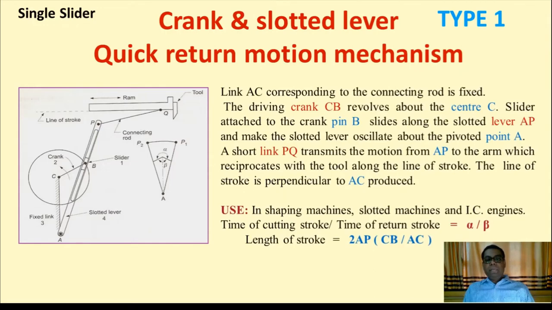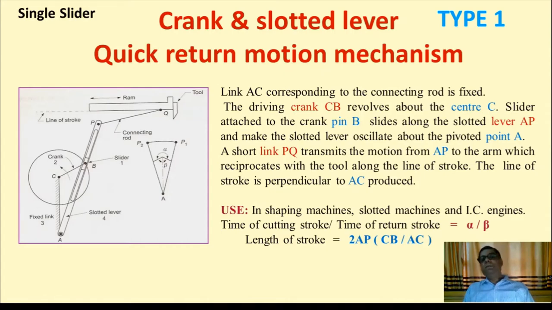Now the pin B slides along the slotted lever AP and makes the slotted lever oscillate about the pivot point A. A short link PQ transmits the motion from AP to the arm with the tool along the line of the stroke. The line of the stroke is perpendicular to AC.